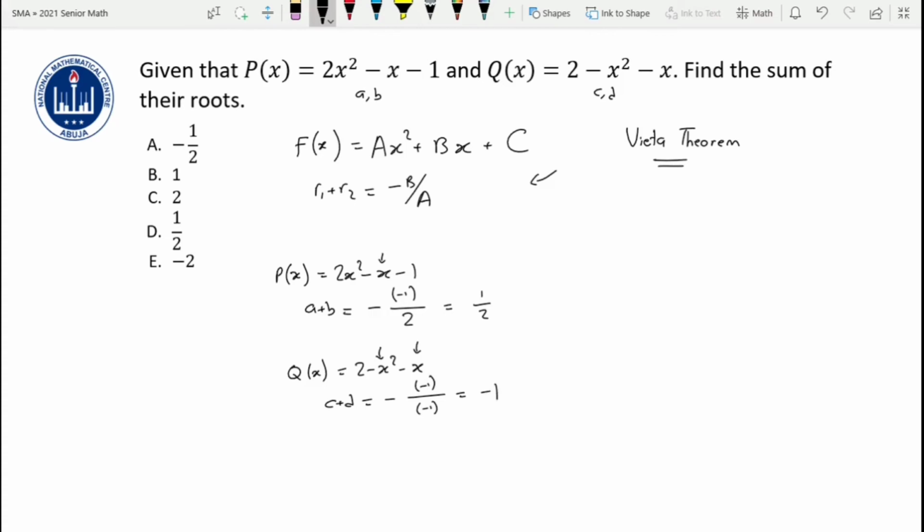And therefore, the sum of roots of p of x is going to be 1 over 2, and the sum of roots of q of x will be minus 1. And the sum of roots of both polynomials, which is a plus b plus c plus d, is going to be 1 over 2 plus minus 1, which is 1 over 2 minus 1, which is minus 1 over 2. So the sum of the roots of these polynomials p of x and q of x is minus 1 over 2.